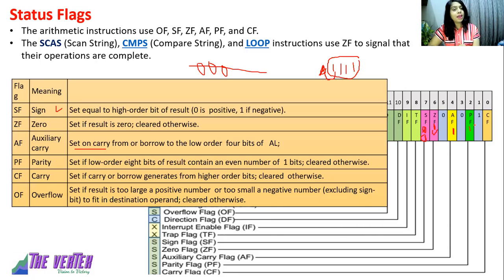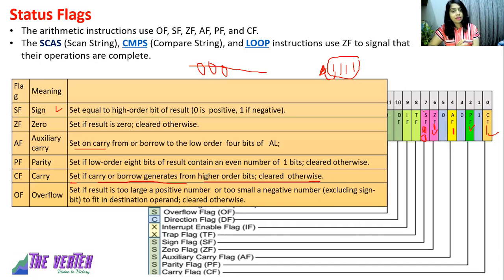The next flag is the parity flag. After an arithmetic or logical operation, if the result holds an even number of ones, you count the number of ones, and if they are even, then the parity flag will be set to 1. Otherwise, it is 0. That means if the ones are odd, then the parity flag is 0. And last is the carry flag. If a carry generates from the most significant bit after an arithmetic or logical operation, then the carry flag will be set to 1, otherwise it is 0. So the carry flag is set if a carry or borrow generates from the higher order bits and cleared otherwise.